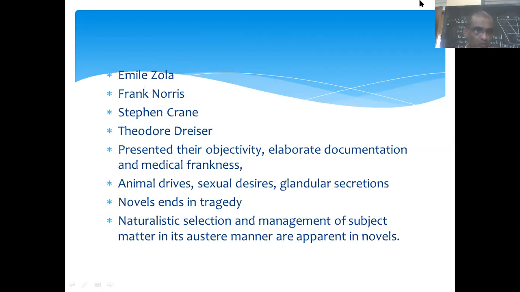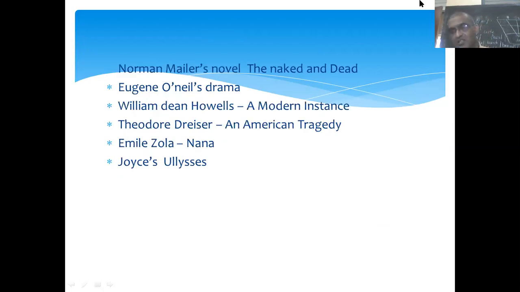The author resorts to naturalistic selection and management of subject matter in its austere manner. These are the apparent features of the novels. The examples that we see are reflected not just in novels, but at the same time a few dramas were also reflecting these naturalistic features or types of writing.